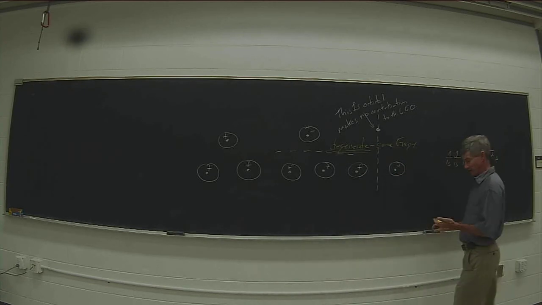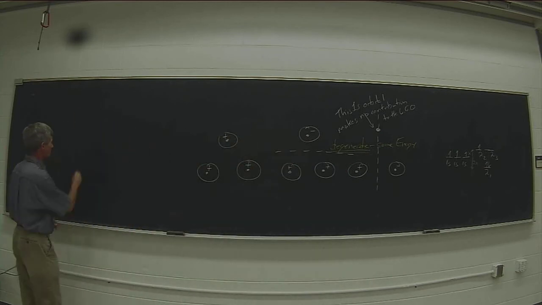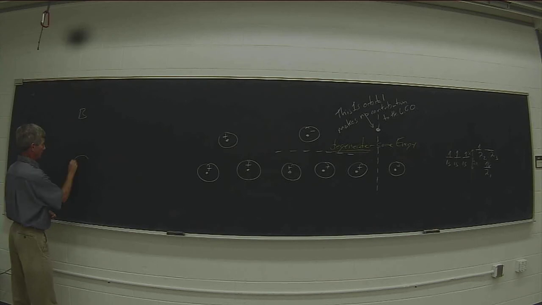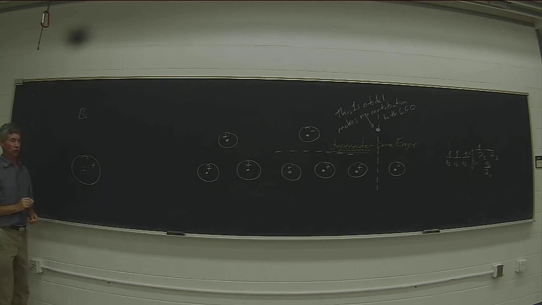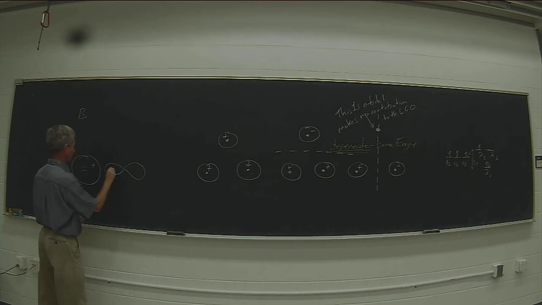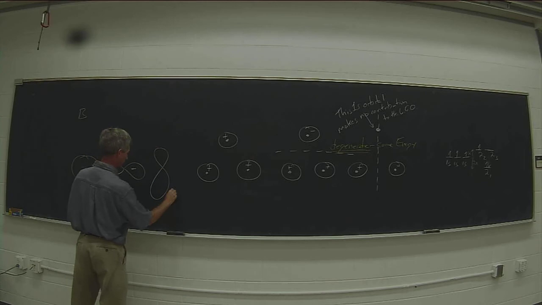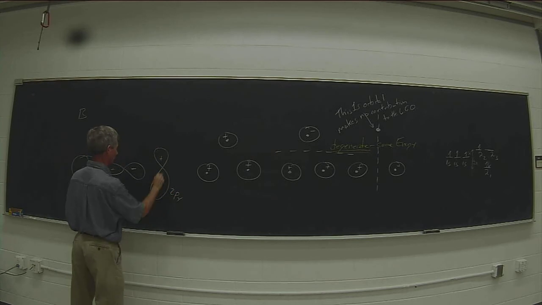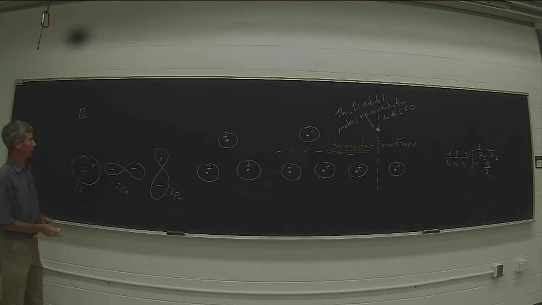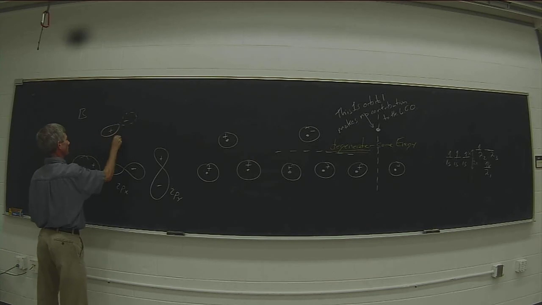And we will be greatly aided in that task by symmetry. So we know that we have a 2s orbital on boron. We have a 2px orbital on boron. We have a 2py orbital on boron. And we have a 2pz orbital on boron.